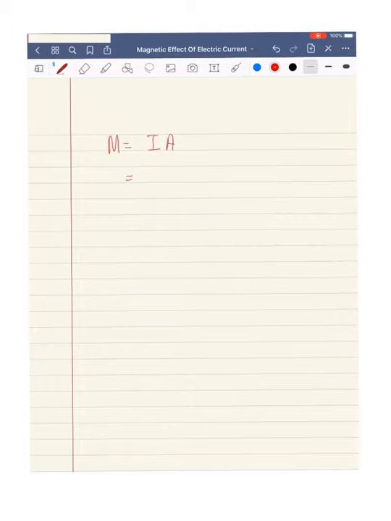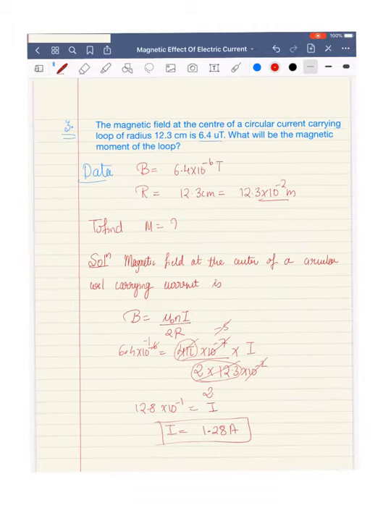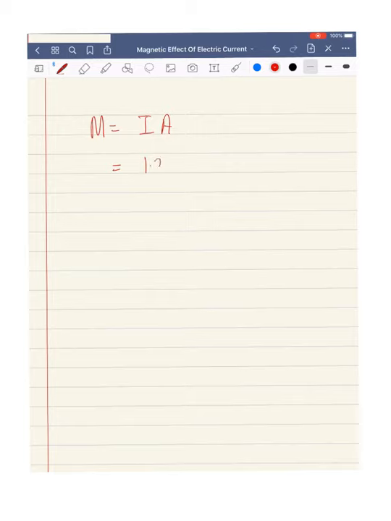So now in order to calculate the magnetic moment, we'll say capital M is equal to I into A. The current is mentioned to you, 1.28, into area, which is pi r square. So 3.14 into 12.3 into 12.3 into 10 raised to minus 4. Radius should also be converted into SI unit. So now you multiply it and calculate the value, okay?